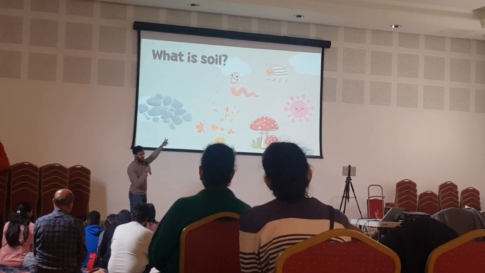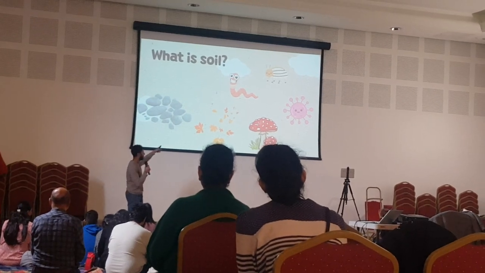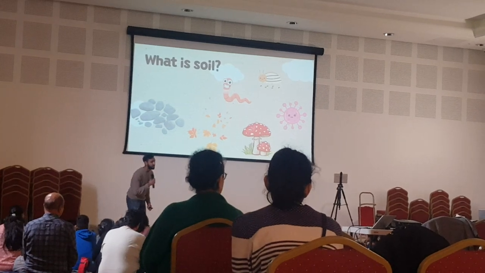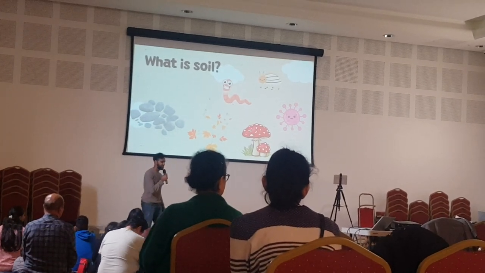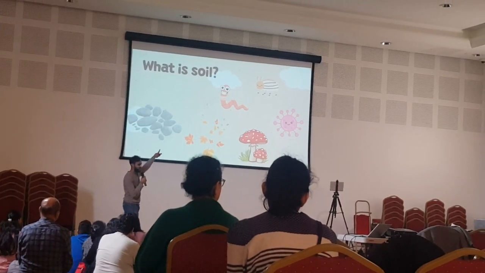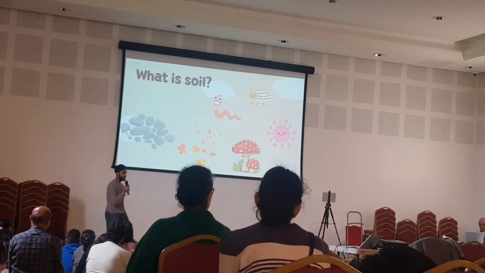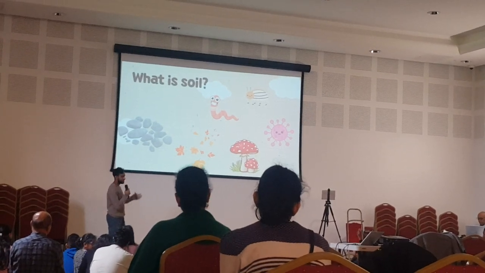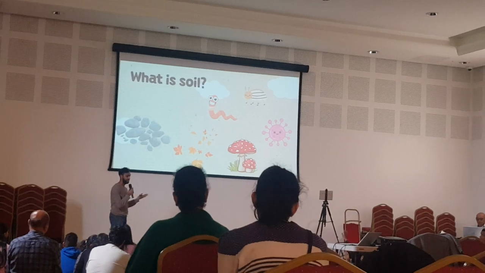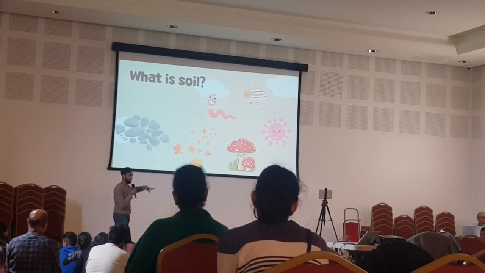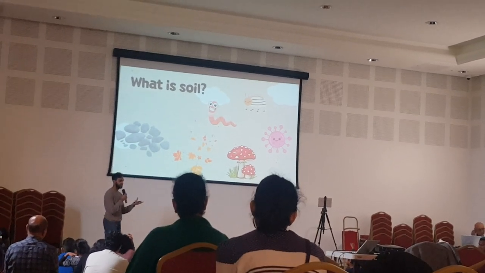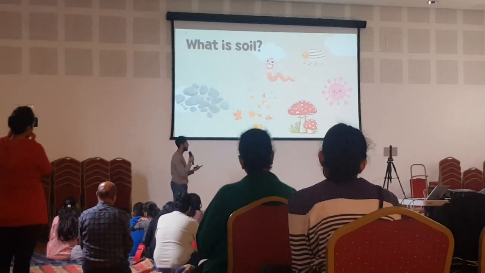Can anyone see some of the insects in this picture? Does anyone know what these are? Yeah, animals. And someone said worms. Who knows what the worm is? The big pink one. Worms are really important for the soil. Worms help break down things that fall on the soil, like leaves and plants when they die. Worms eat the plants and they turn it into something that more plants can use to grow.